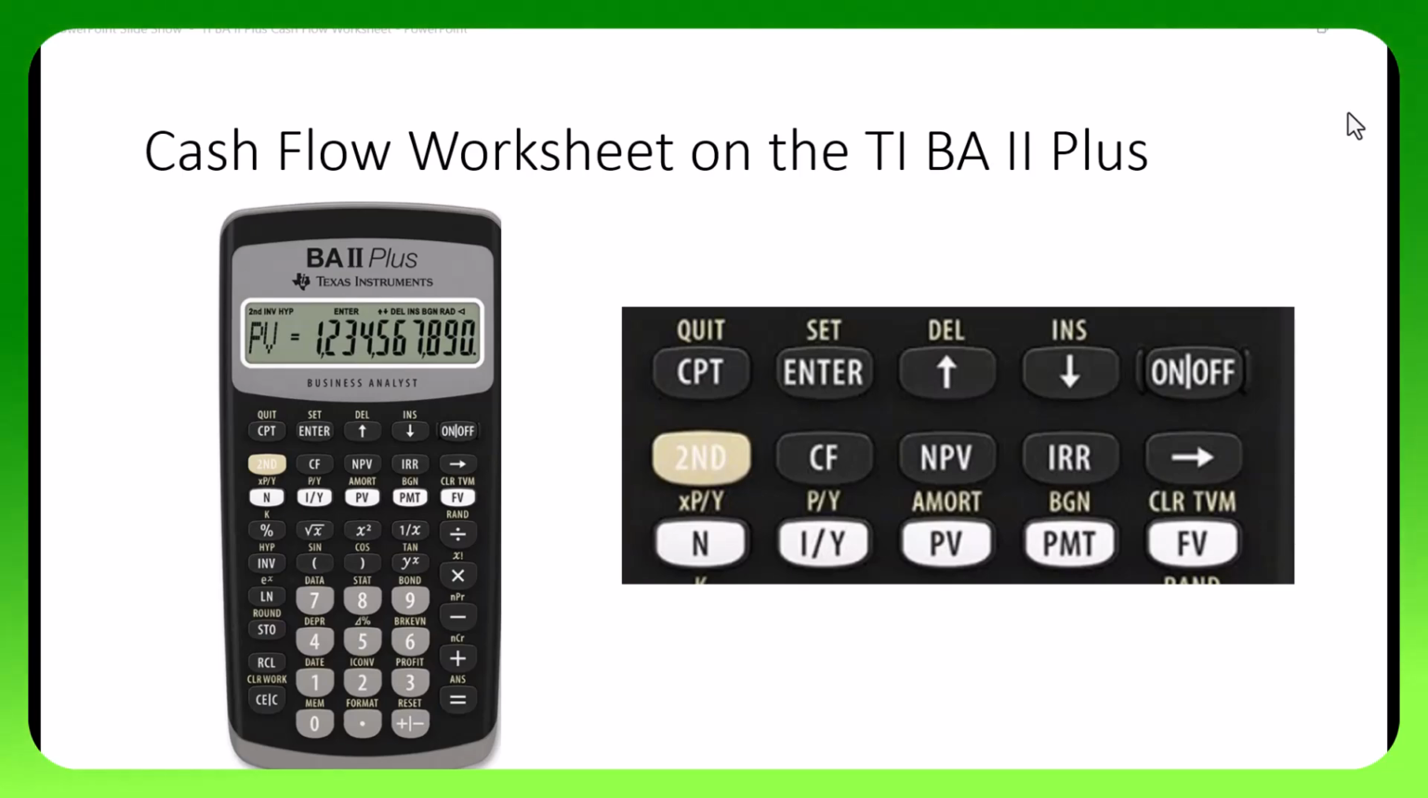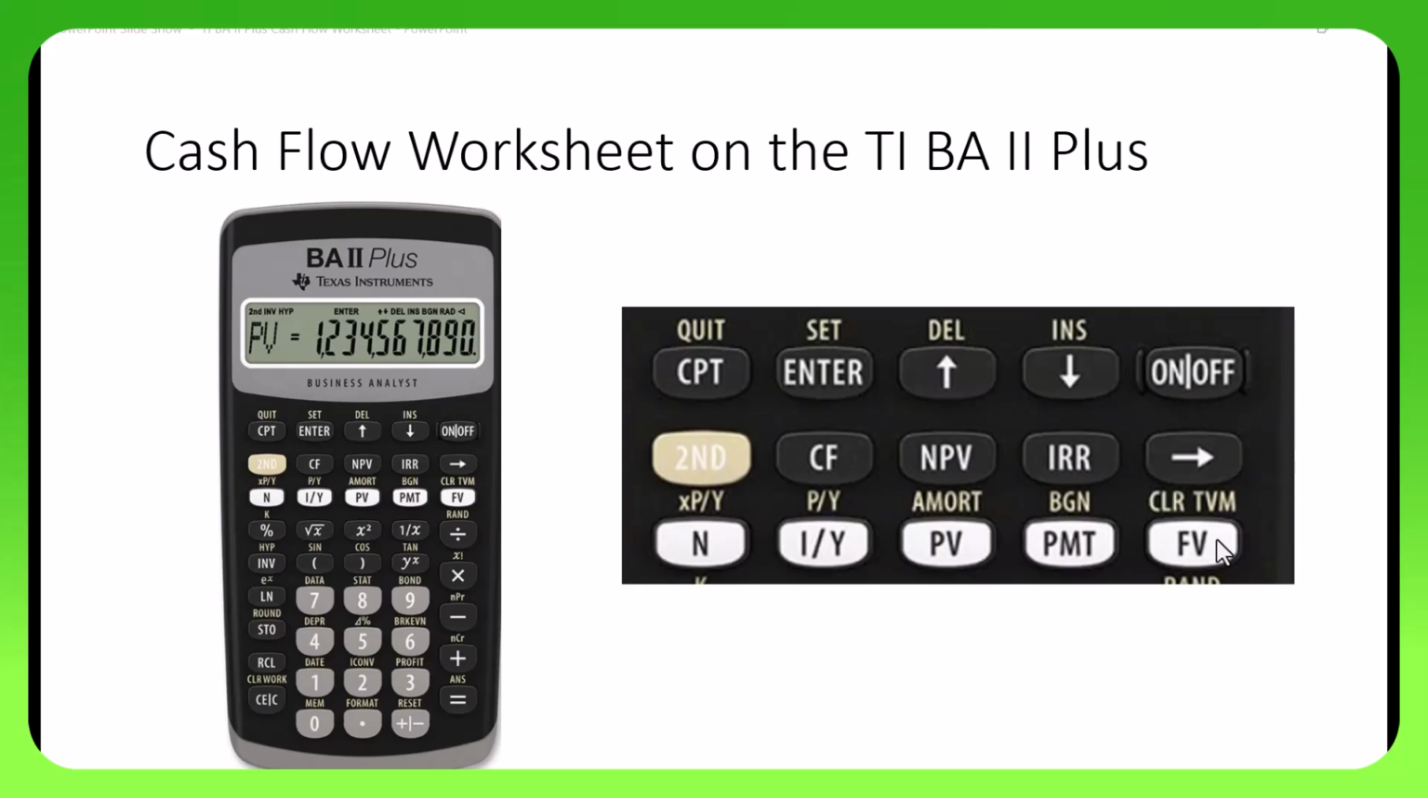Let's take a look at how you use the cash flow worksheet on the TI BA2 Plus financial calculator. So this is one version of the BA2 Plus calculator. Your version may look a little different. Over the years they've changed the style a little bit, but what hasn't changed is these keys that I've blown up here so you can see them a little bit better, which do the financial calculations.